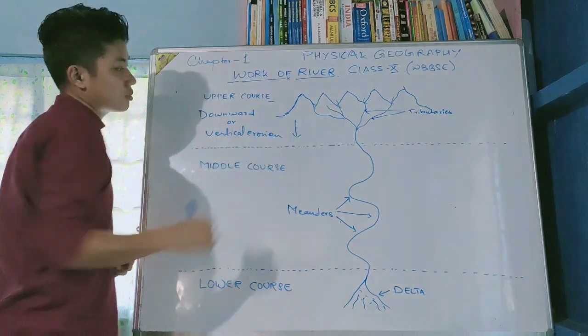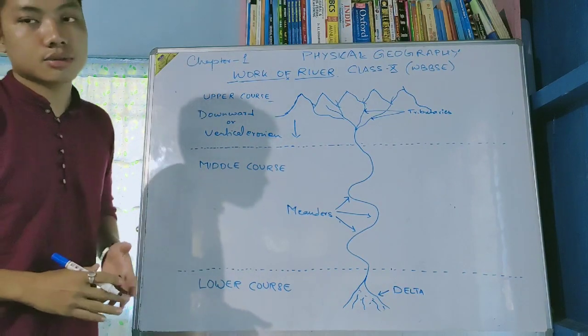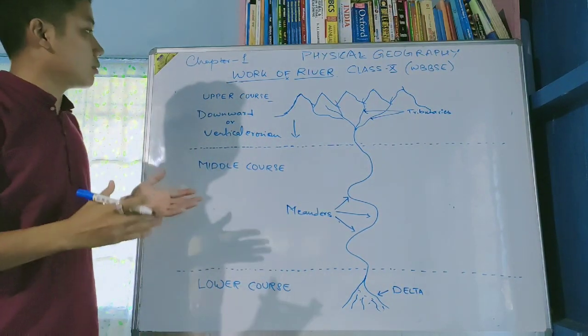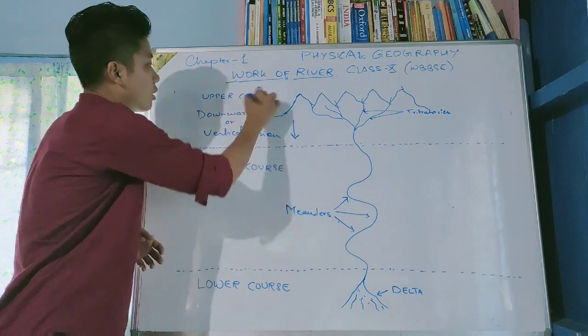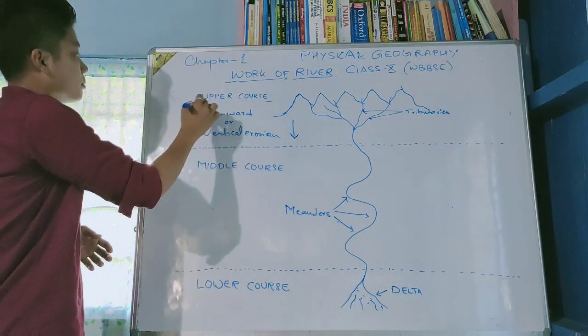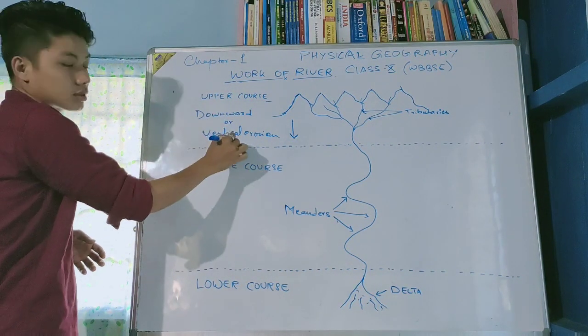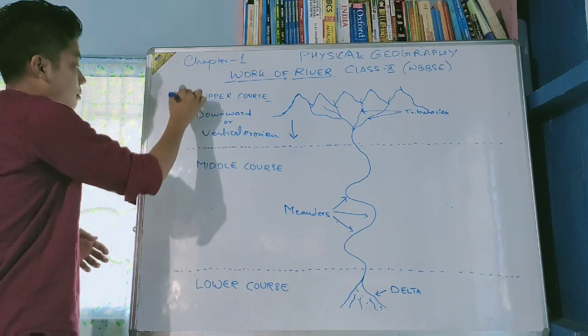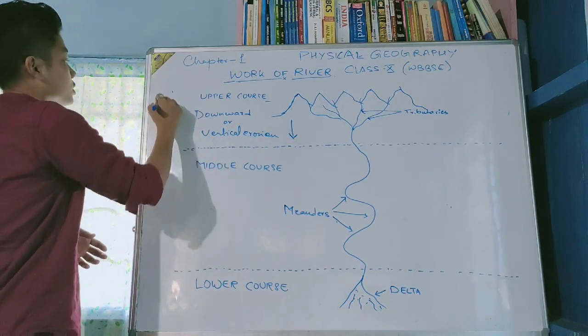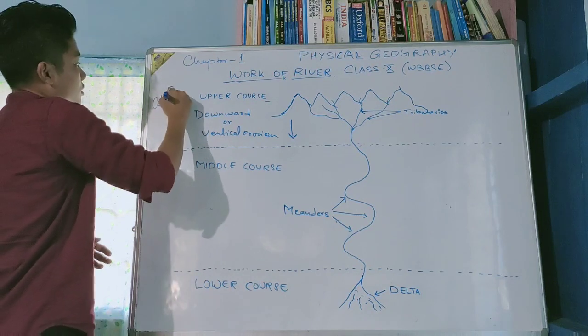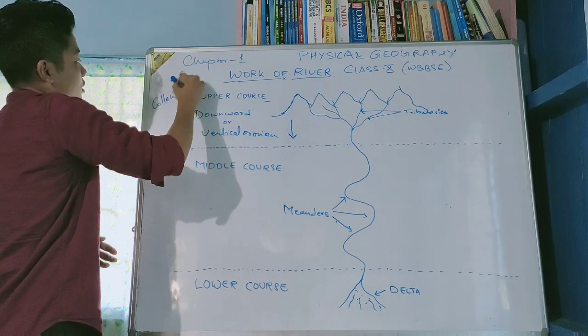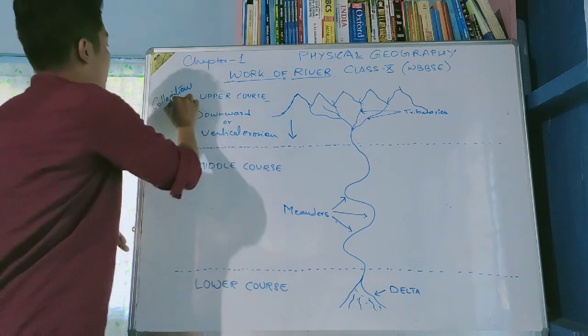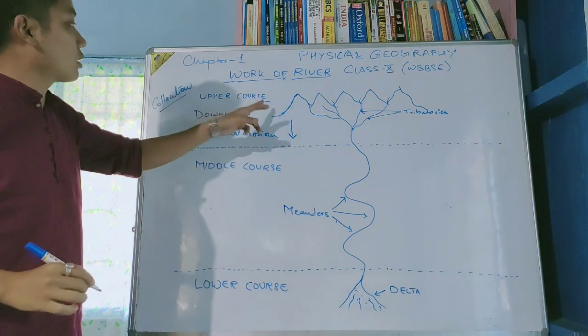Vertical erosion is most prominent. That's why we can see different kinds of V-shaped valleys in the upper course of the river. See, the main work of the river here is downward erosion and vertical erosion, but also the collection of different materials is one of the works of the river in the upper course.